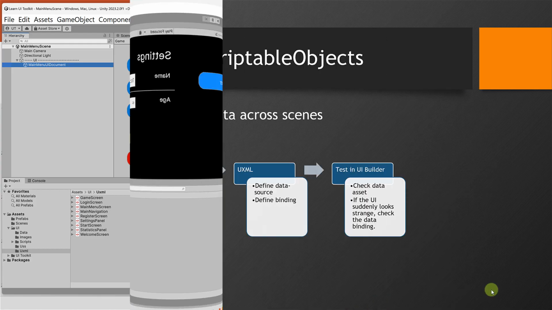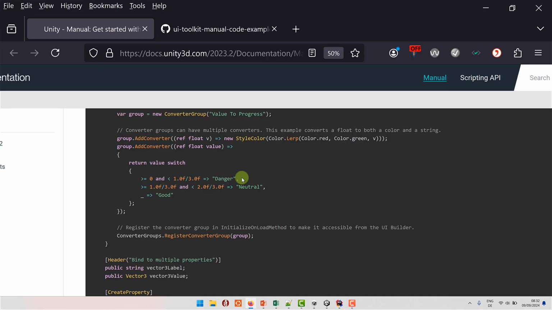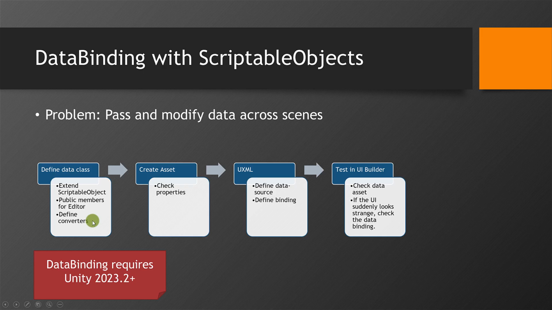Now we come to the second part of this video and address the problem to pass and modify data across scenes. We will do so to use data binding with ScriptableObjects. Data binding requires Unity 2023.2 and above, so make sure your project uses this version. First, we define a data class extending ScriptableObject. There we define public members and we may define converters. You will find a good example how to implement a converter in this example in the Unity manual. In this video, I don't need converters.